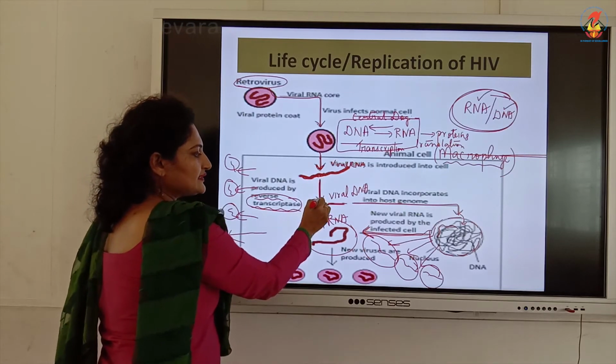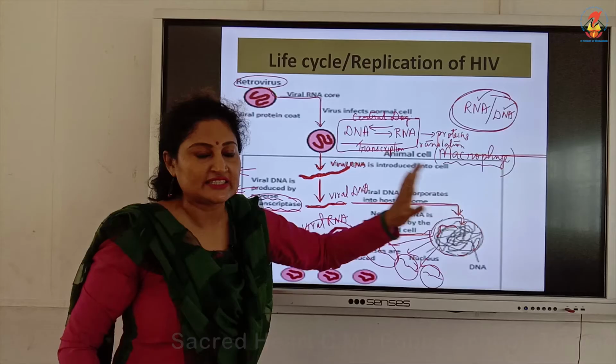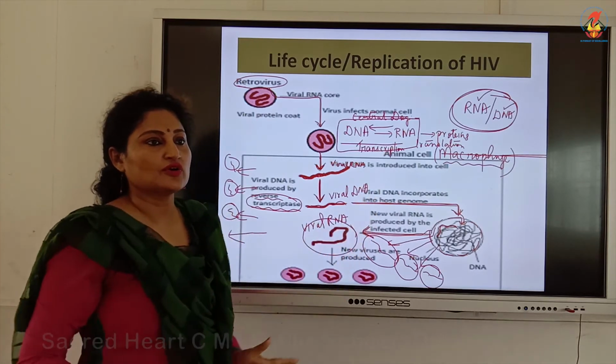Immediately, the viral RNA gets converted to viral DNA by the process of reverse transcription, catalyzed by the enzyme reverse transcriptase. Next event, what happens? It gets into the nucleus through the nucleopores and gets incorporated with the host genome. See, the host genome is black in color, and the viral genome I have indicated in red. Now it got incorporated into the host DNA.